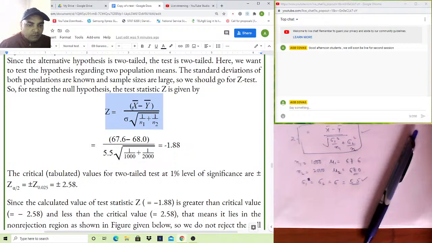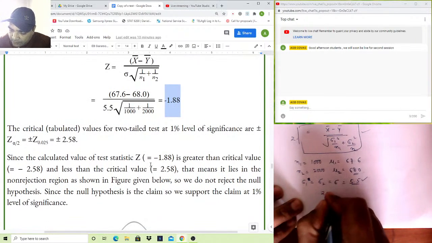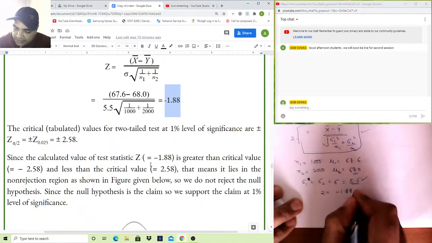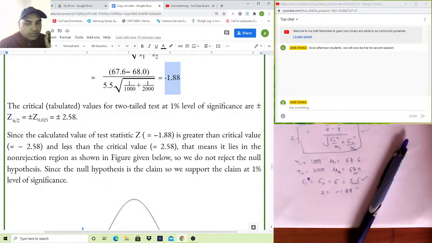So our formula will fit here, that is, sigma is known and both are equal. So your z statistic will be equal to x bar minus y bar upon sigma into the square root of 1 upon n1 plus 1 upon n2. When we put these values, our z statistic came out to be minus 1.88. Okay, so the value of z came out to be minus 1.88, right? So the critical value, the tabulated value for the 1% level of significance, because it is a two-tail test, is 2.58.